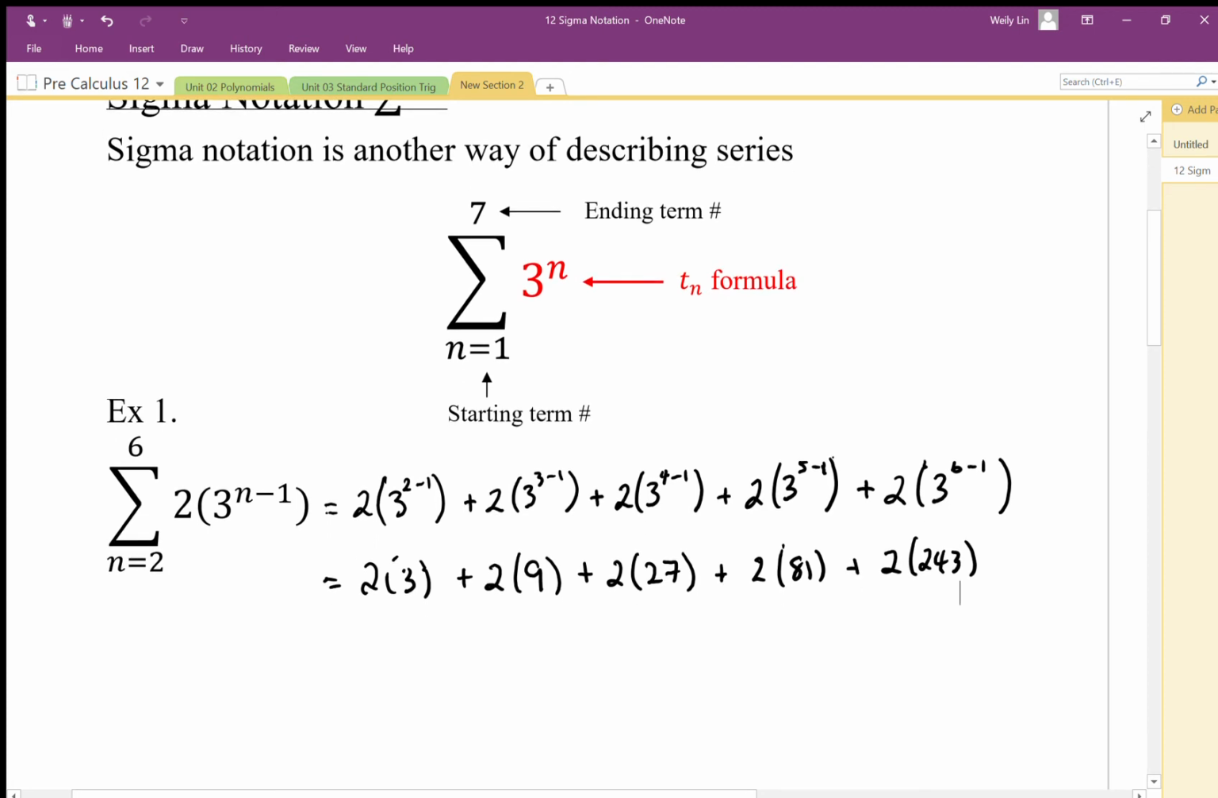But again, the idea is the sigma notation is just another way to write series. This expression gives us the terms of the series, each individual term, and it could be geometric, could be arithmetic, it could be some other type of sequence. The bottom number tells us what n to start with. The top number tells us what n to end with.